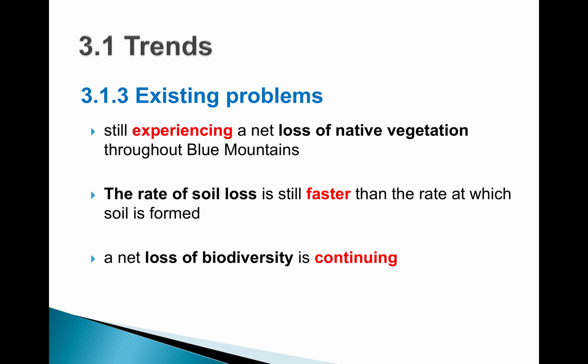However, despite changes in attitude and practices, we are still experiencing a net loss of native vegetation throughout the Blue Mountains. And while soil loss is occurring at a lesser rate now, it is still faster than the rate at which soil is formed, which means that soil-based agriculture is not sustainable in the long term. Water quality cannot be restored to that found before European settlement, and the net loss of biodiversity is continuing.